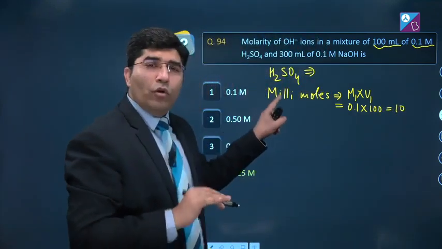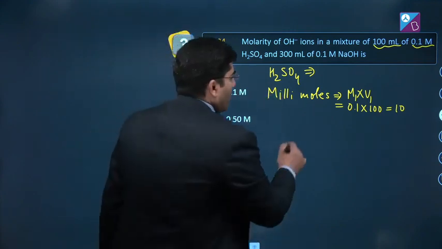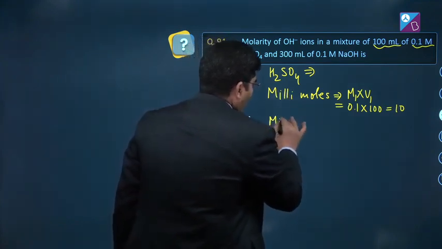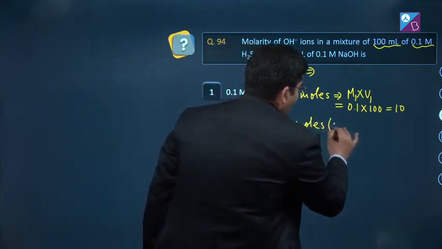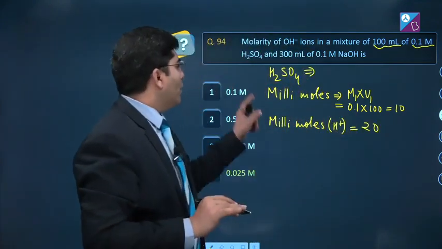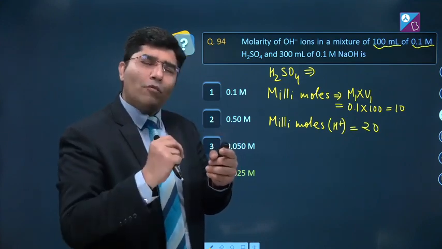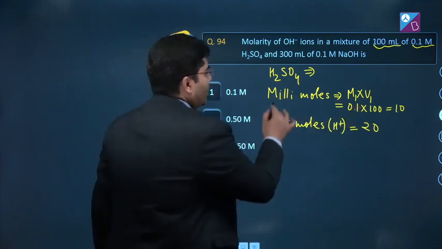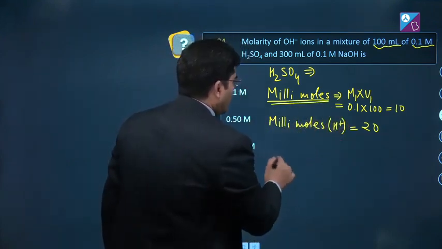But H2SO4 gives us 2 H plus ions. It is dibasic. So millimoles of H2SO4 we have found. The millimoles of H plus ion will be equal to 20. Why? Because 1 millimole of H2SO4 will give us 2 millimoles of H plus ion. That's why 10 millimoles of H2SO4 will give you 20 millimoles of H plus ion.